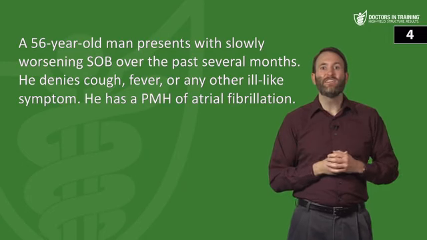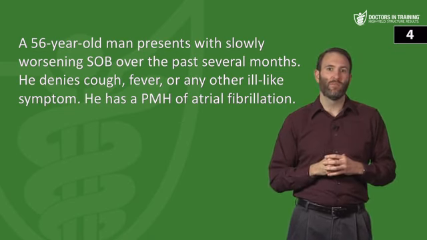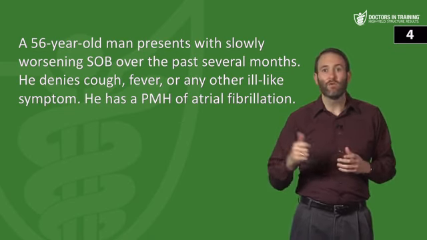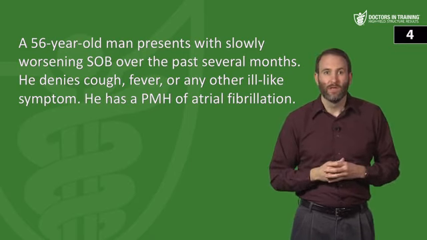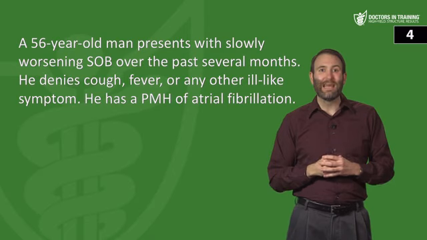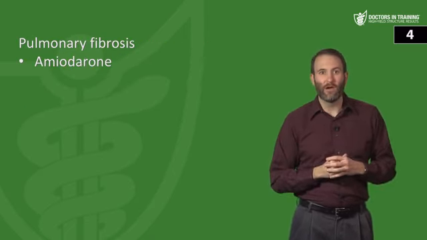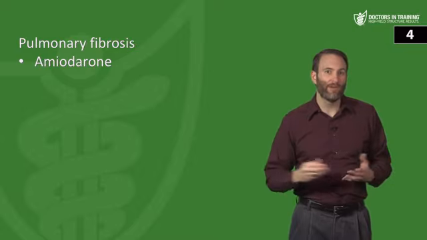Next we have respiratory. Our vignette here: a 56-year-old man presents with slowly worsening shortness of breath over the past several months. He denies cough, fever, or any other ill symptom. He has a past medical history of atrial fibrillation. The answer here is amiodarone. Amiodarone is often given to patients with AFib, and a very important side effect is pulmonary fibrosis.